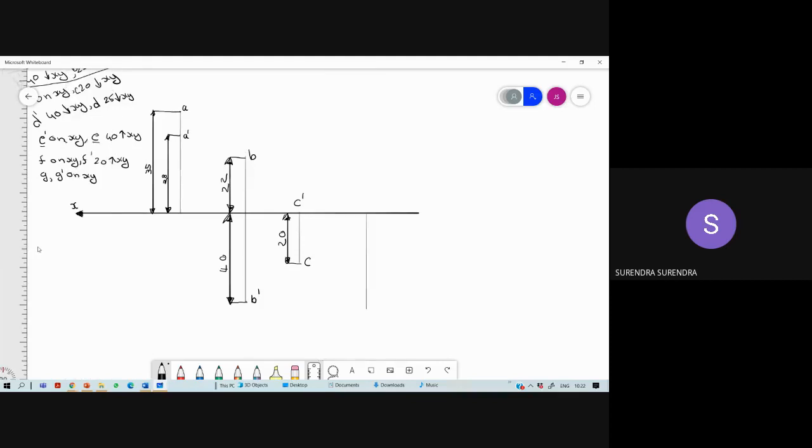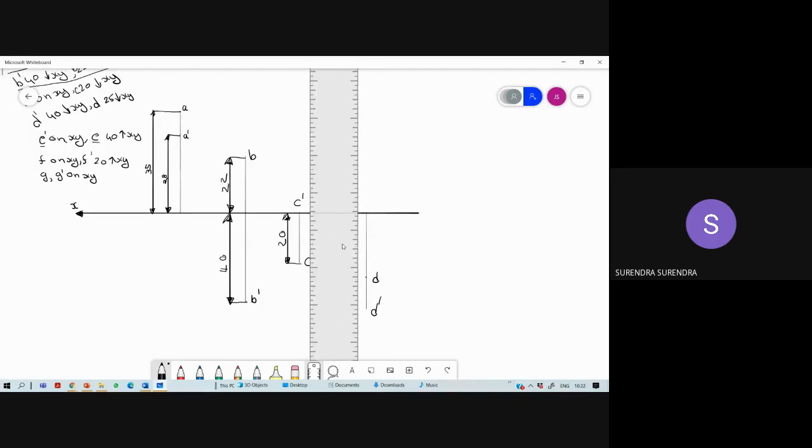So what are the conditions? D dash 40 mm below XY line, and D 25 mm below XY line. So again here two dimensions are there. Represent them by using two parallel dimension lines.